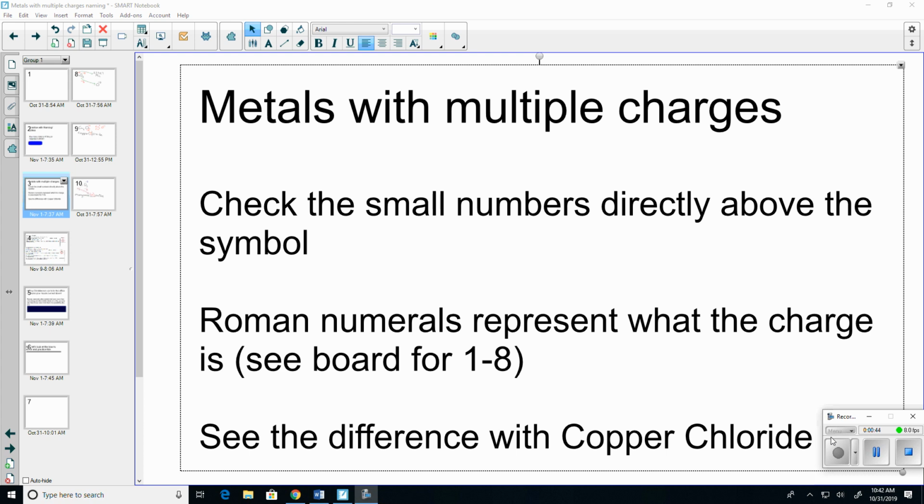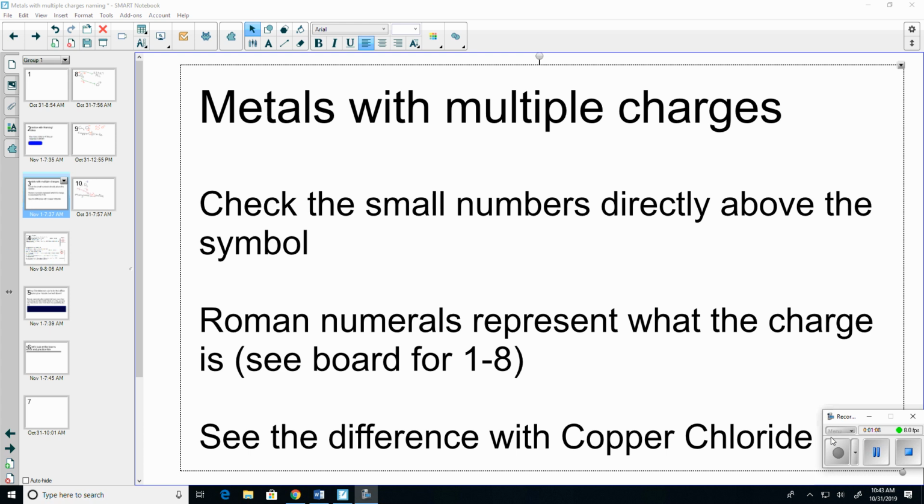If you look at iron, for example, you don't see one tiny little number above it. You see probably 2, right? A 3 and a 2. Maybe the 3 is in bold, but the 2 isn't. That means iron has more than one possible charge when it's an ion. That's what that little small number directly above the symbol represents for metals.